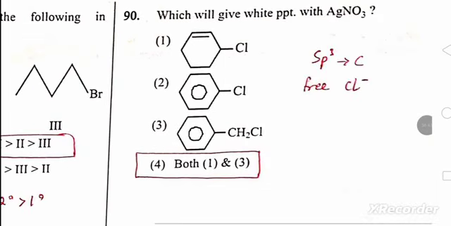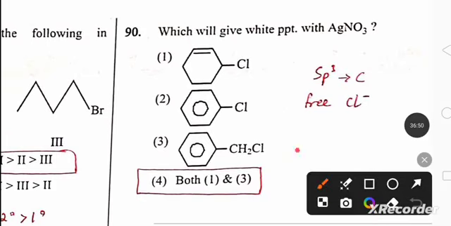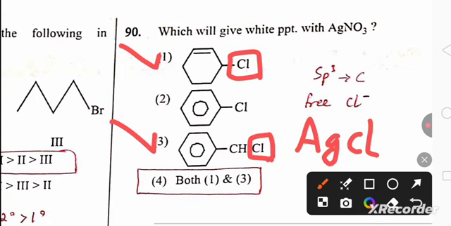Last question: which will give white precipitate with AgNO3? To form white precipitate, it should be forming AgCl. So wherever we can find chlorine attached to an sp3 hybridized carbon atom, means single bonded carbon atom, that is in option 1 and option 3. There we can get free chloride ion to react with silver to form white precipitate of AgCl. So both 1 and 3 are the right answer for this question.